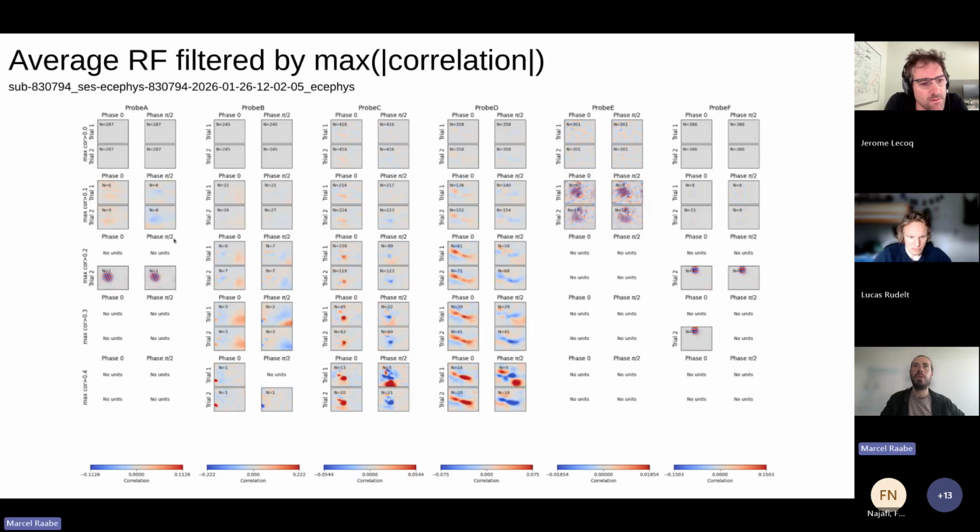I hope you can read it inside these plots. The n equals is the number of units included in this plot. For example, when I only have one unit with a correlation above 40%, which is actually a very high value. But on other probes, you find a somewhat higher number of units with these high correlation values.